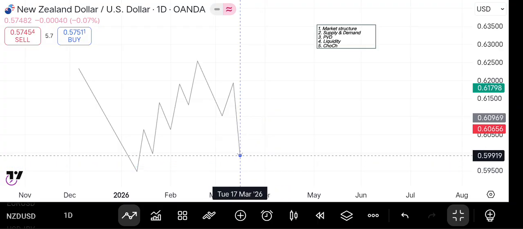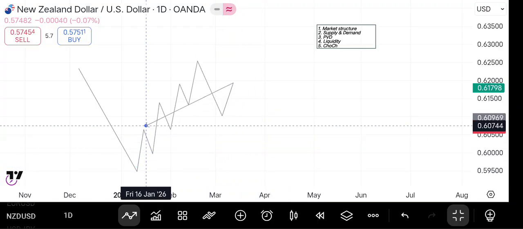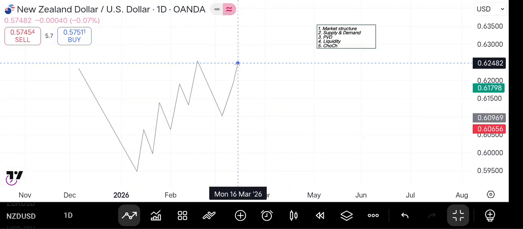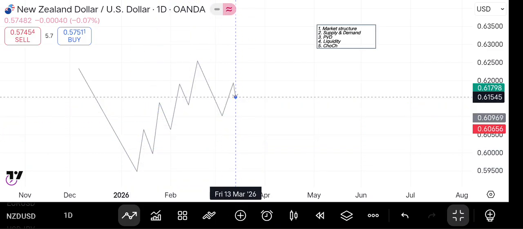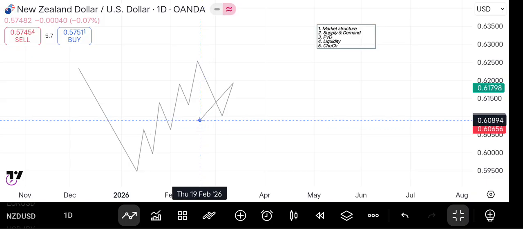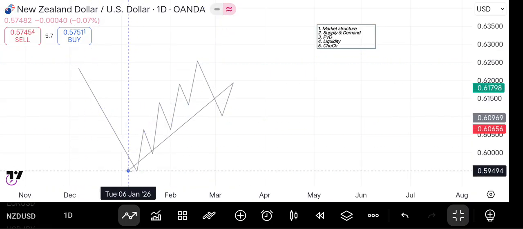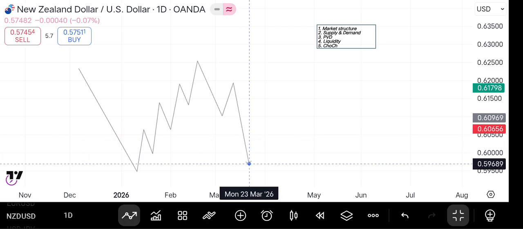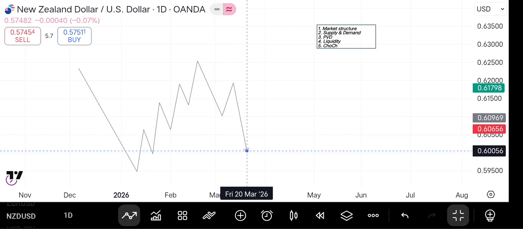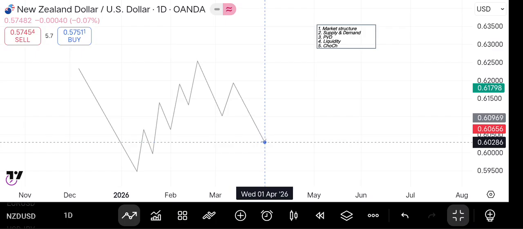What is liquidity, guys? Liquidity is every high and every low. Every high is liquidity in the market. This is liquidity. This is liquidity. This itself is liquidity. Every high is liquidity. So the market has to take out liquidity every time, boy.